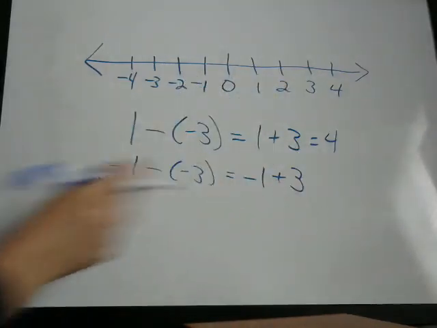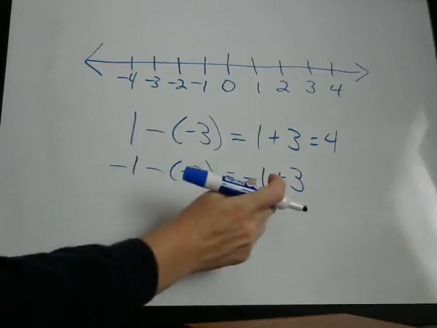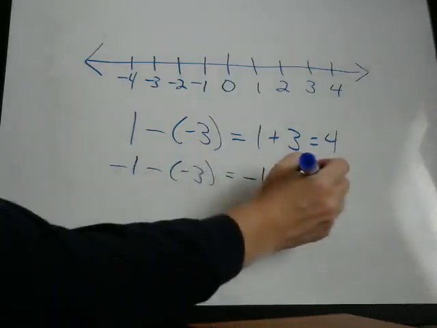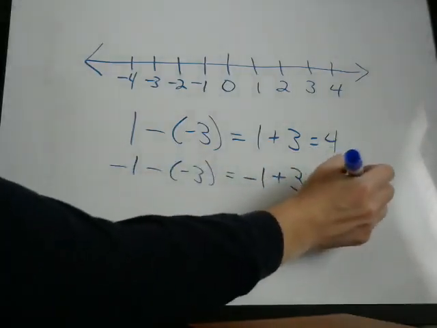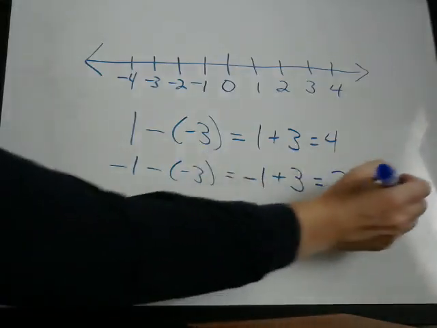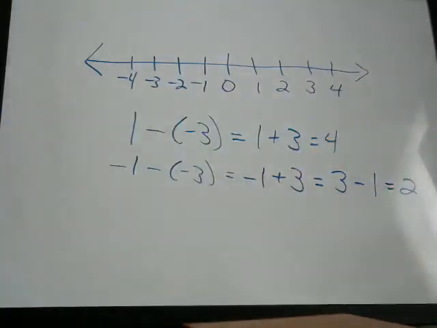How you can think about this in the way that we just did it is when you're adding, it doesn't matter which order you put the two numbers in. So you can make this 3 minus 1 or 3 plus negative 1. So we know the answer is 2.